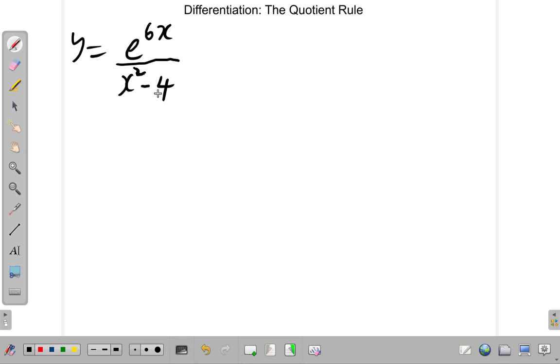Here's another example of a differentiation I want you to do using the quotient rule. So you know what to do now. Pause the video and go ahead with it. Alright, good. You have paused the video and you have completed this differentiation.